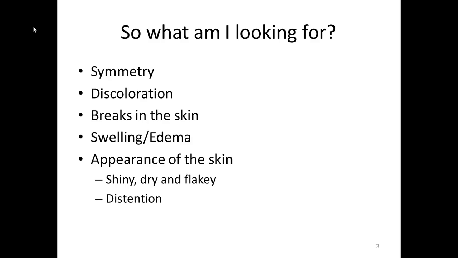So what are you looking for when you're inspecting? You want to look for symmetry. You want to look for discoloration, any types of breaks in the skin, swelling or edema, and then the appearance of the skin. Is it dry and flaky? Is it shiny? Is it distended? Distended would mean elevated, or it looks like it's edematous, or it looks like it's swollen. That'd be another way to describe distension.